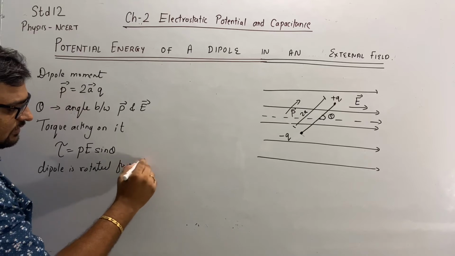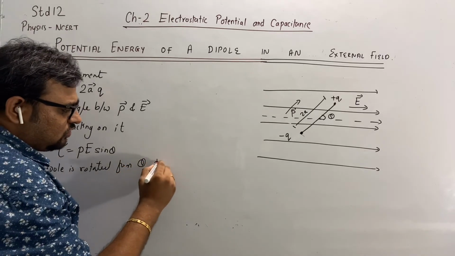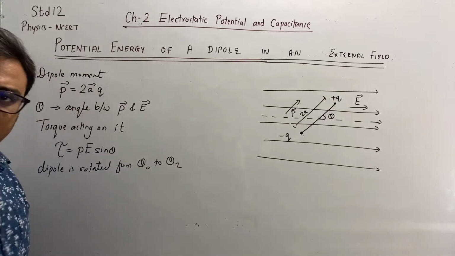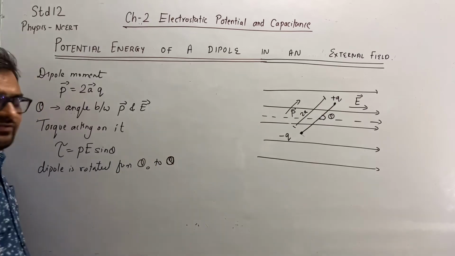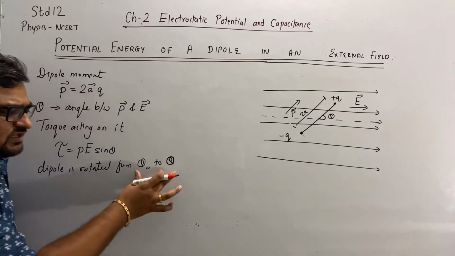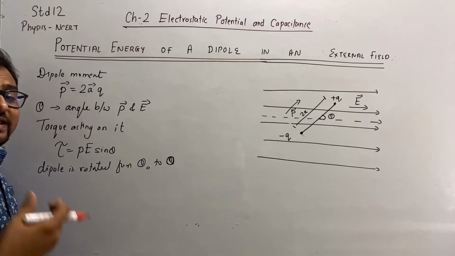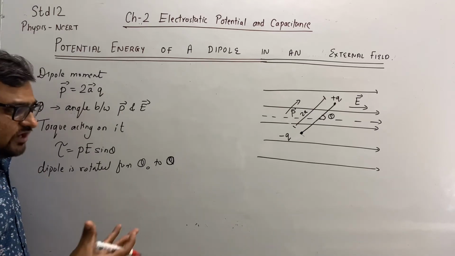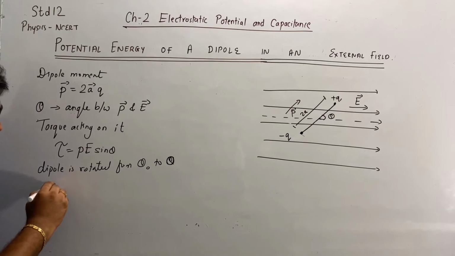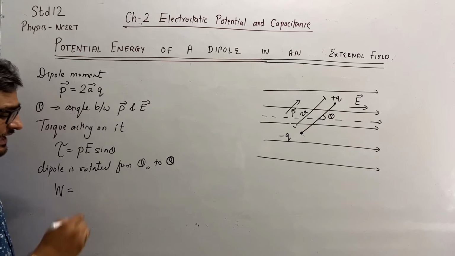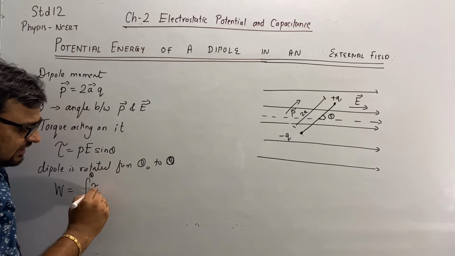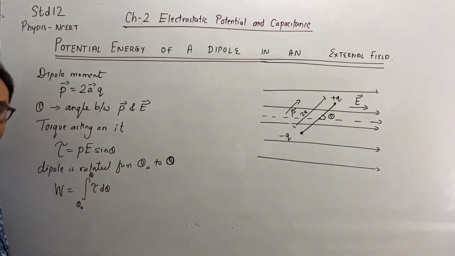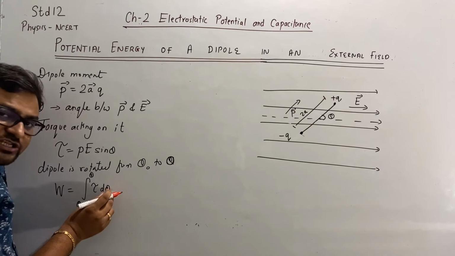Now let's say that the dipole is rotated from theta 0 to theta 1, or let's say from theta 0 to theta, any angle. The dipole is rotated through this much angle, so we need to do work to rotate the dipole from theta 0 to theta. The work done will be equal to the integration from theta 0 to theta of tau d theta. Clear? A small amount of angular displacement in torque.